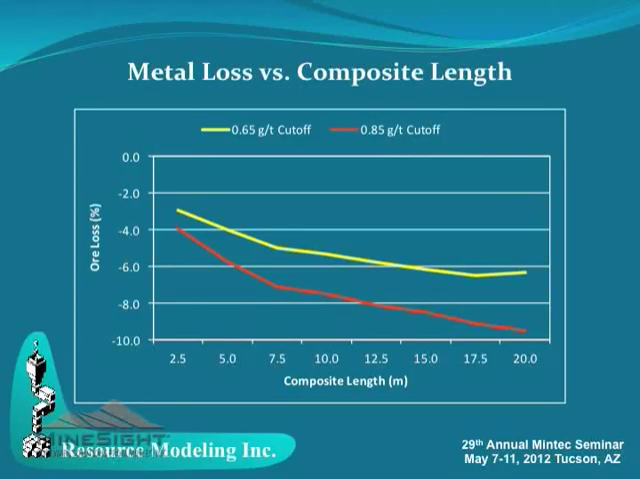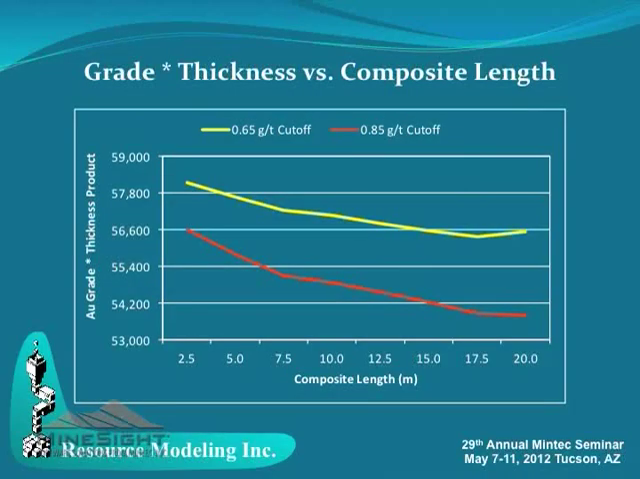Metal loss is not as abrupt, I guess, as the dilution itself, but here you can see the relationship of two different cutoff grades that, as you would expect, at a higher cutoff grade, we're going to incur much more ore loss with longer and longer composites. And ditto with our grade thickness or contained metal, if you will, we get the same sort of relationship.